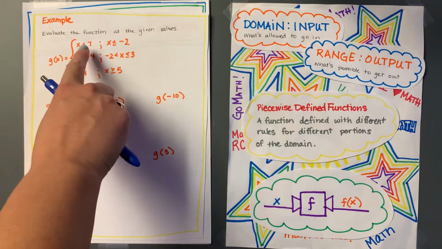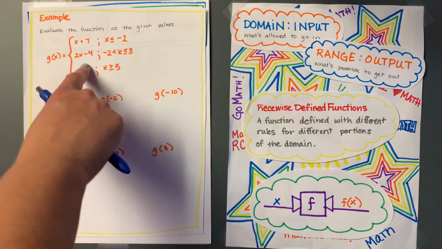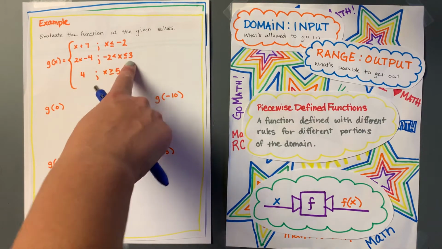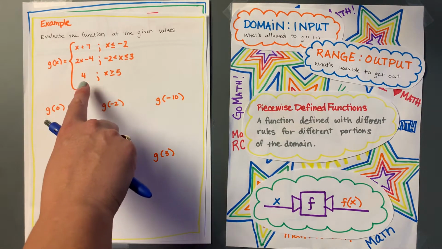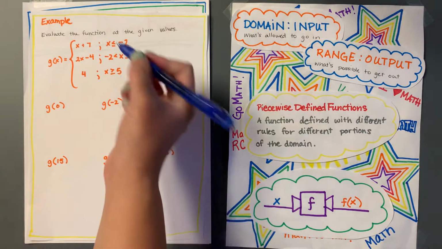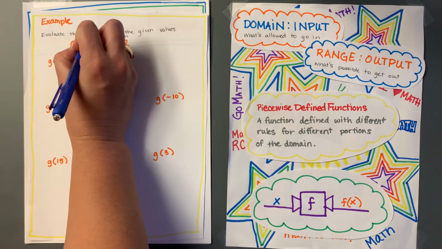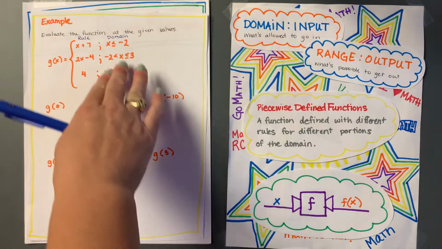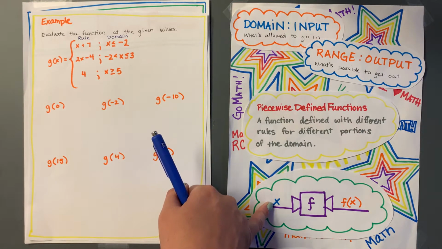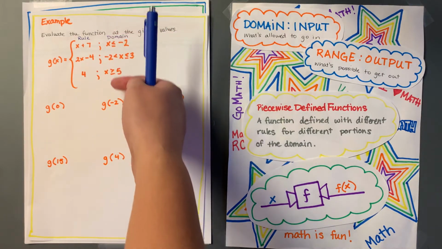g of x is equal to x plus 7 if x is less than or equal to -2, 2x minus 4 if x is between -2 and 3, and g of x is equal to 4 if x is greater than or equal to 5. So you can think of this over here as our domain, and this is the rule. So we're first going to check our value that's entering the domain, and we are going to say, which of these regions does it fall in?